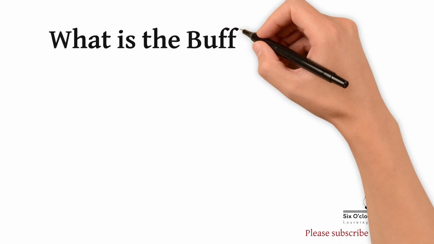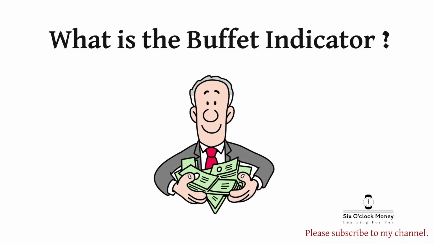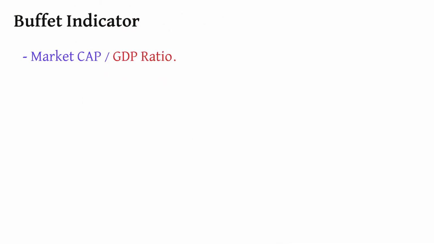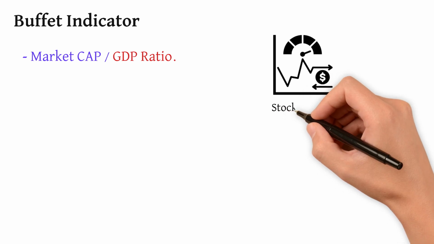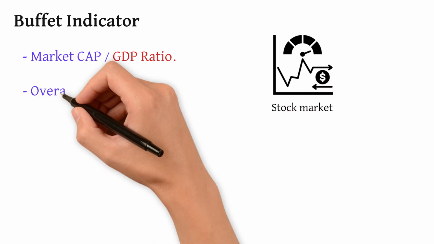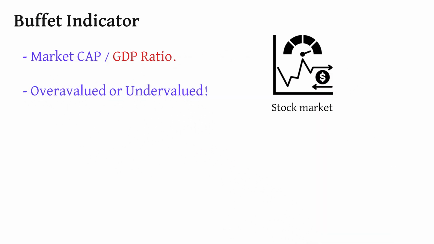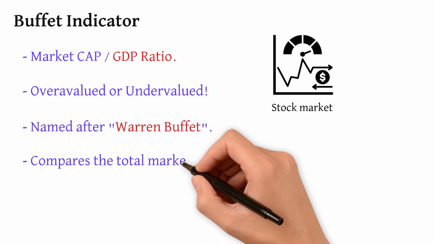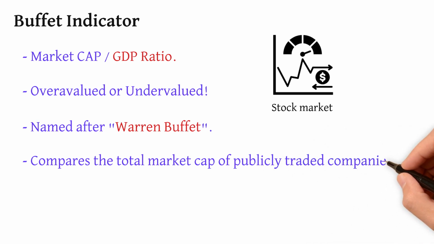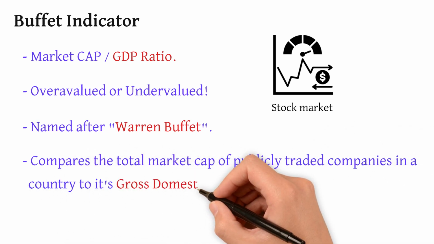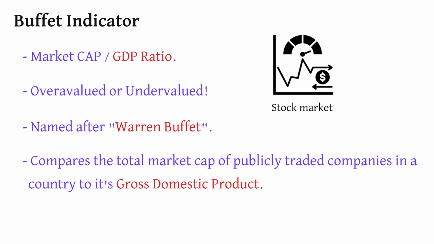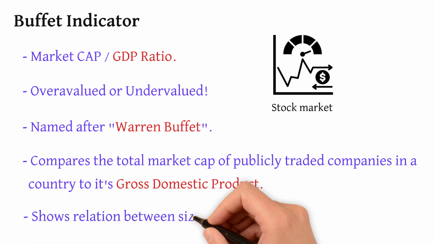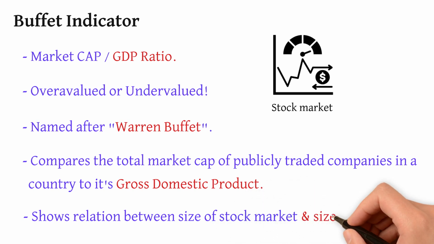So what is the Buffett Indicator? The Buffett Indicator, also known as the market cap to GDP ratio, is one of the most popular tools used to gauge whether a stock market is overvalued or undervalued. Named after legendary investor Warren Buffett, the indicator compares the total market capitalization of publicly traded companies in a country to its gross domestic product, or GDP. In simple terms, the ratio shows the relationship between the size of the stock market and the size of the economy.